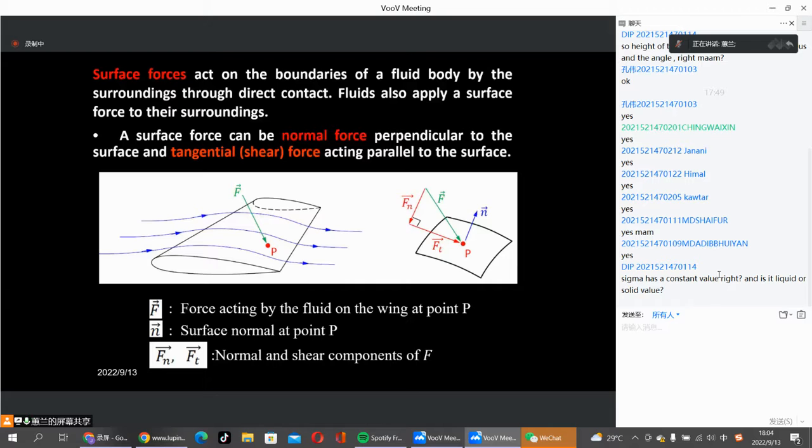Then surface force. Surface forces act on the boundary of a fluid body by the surroundings through direct contact. So it's very important: surface forces are contact forces. Fluids only apply a surface force to their surroundings. Pressure force is definitely a surface force. Just like with the ground and a box, the supporting force is a surface force, and the friction force is also a surface force. Surface forces are contact forces.